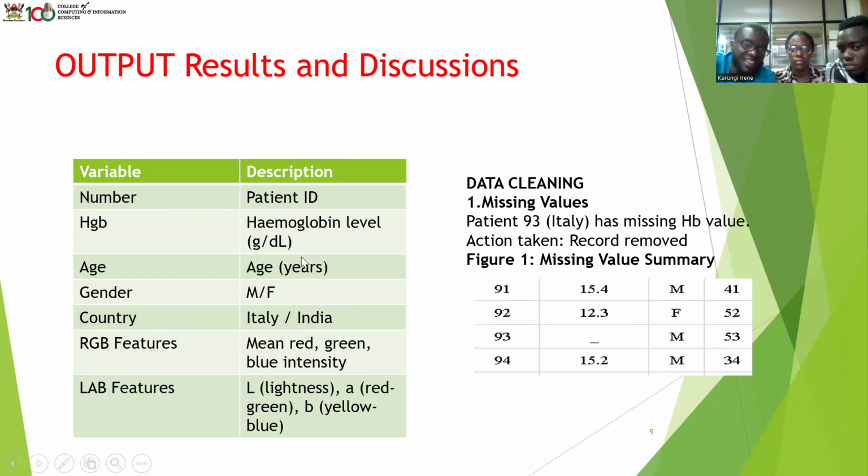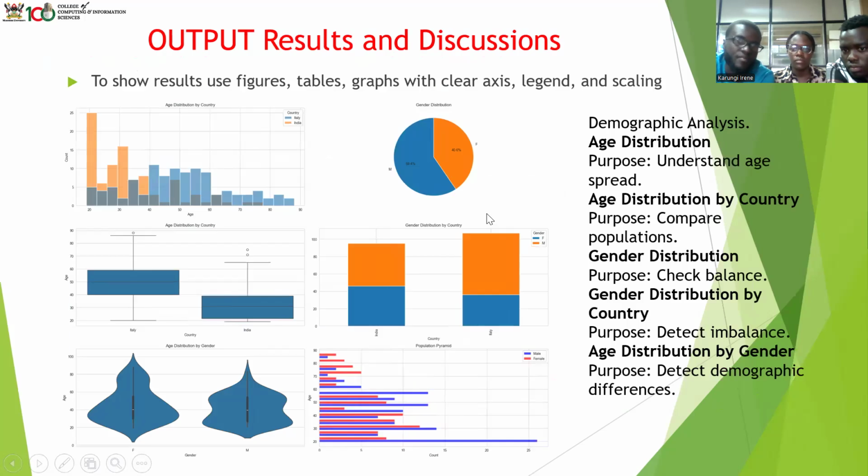We did a basic data cleaning, whereby we found that one value was missing, and that was patient 93 from Italy. So we made a decision to remove that patient and work with the data without it included. Then we analyzed the demography of the data set. We distributed the age population of the different patients, as you can see in the bar chart, the bar graph, and the pie chart.